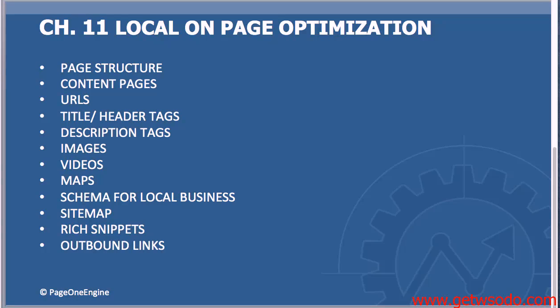Okay, so now for the fun stuff. I have laid out the local on-page optimization into 13 sections. Now each section is going to have an in-depth analysis of the topic. So let's start off with the page structure.